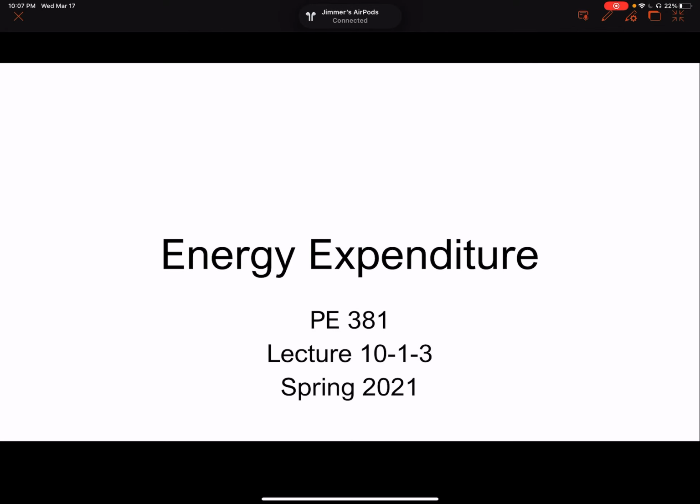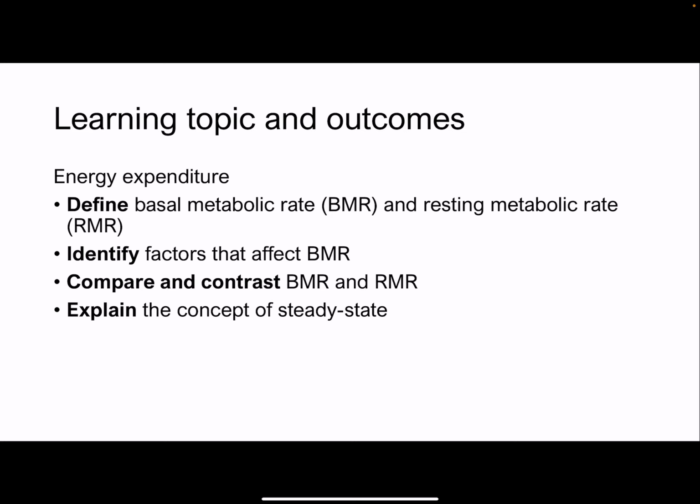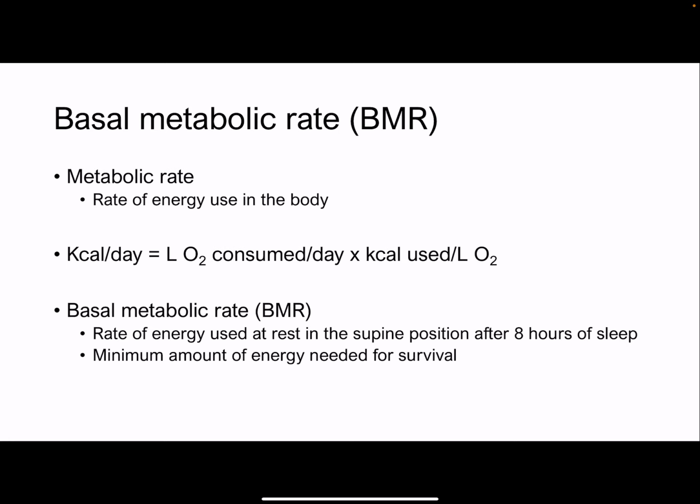All right, so we're going to end off Tuesday of week 10 talking about energy expenditure, which is what we've already done. So here are our four objectives. A lot of this is going to revolve around BMR, and then we're also going to talk about steady state. As we talked about in the last lecture, we can calculate how much energy someone is using for a given activity using a metabolic cart and RER.